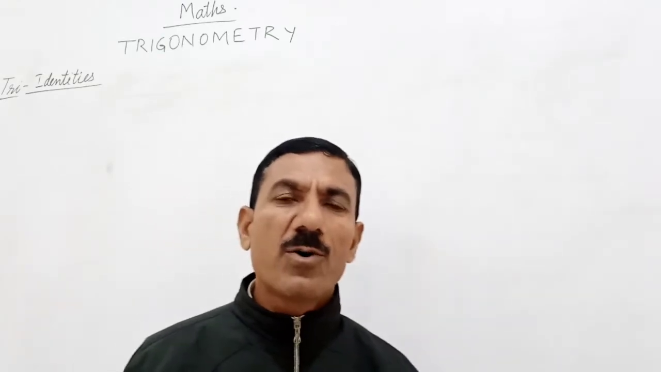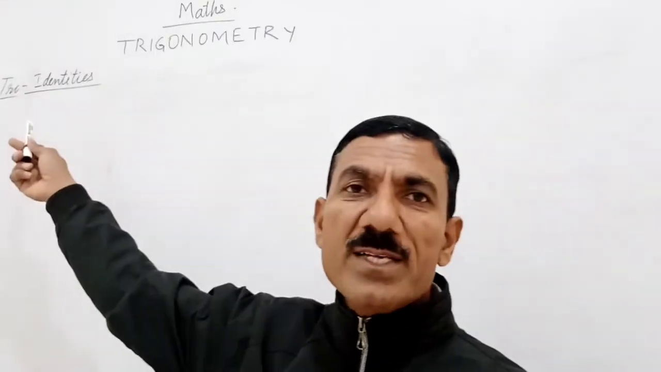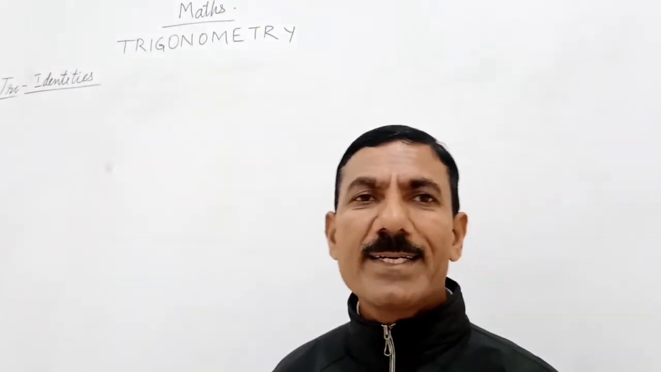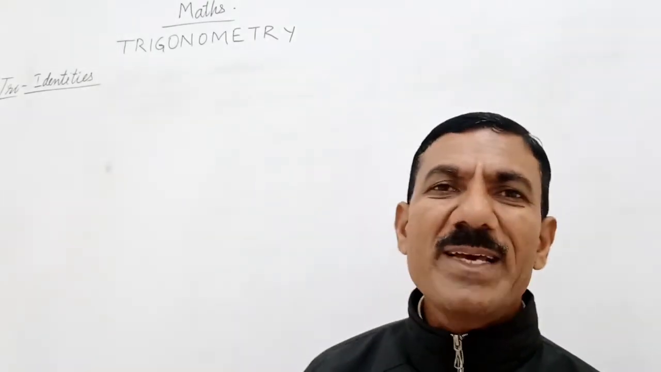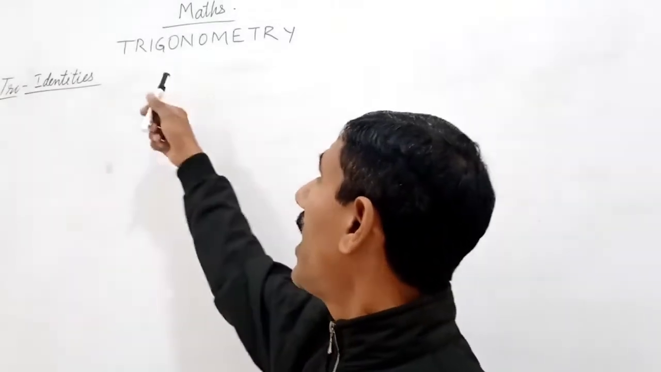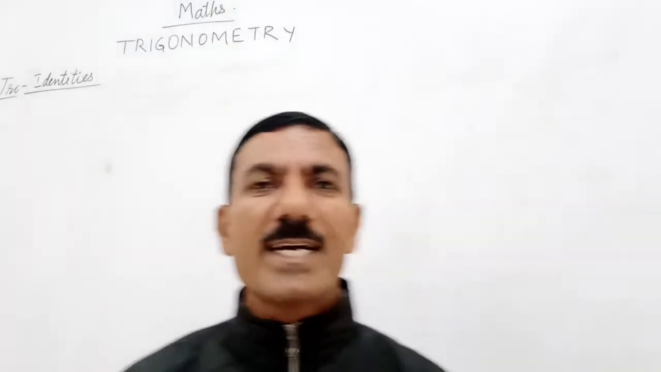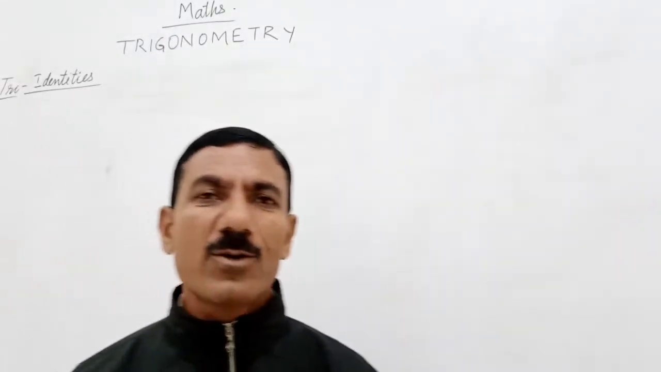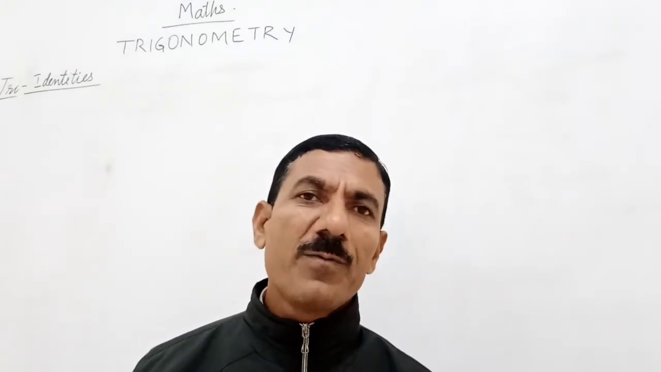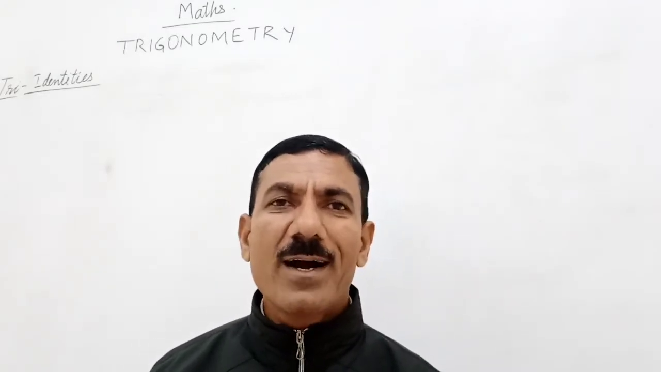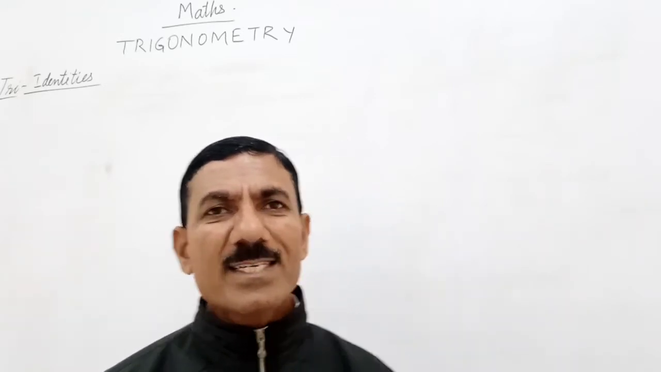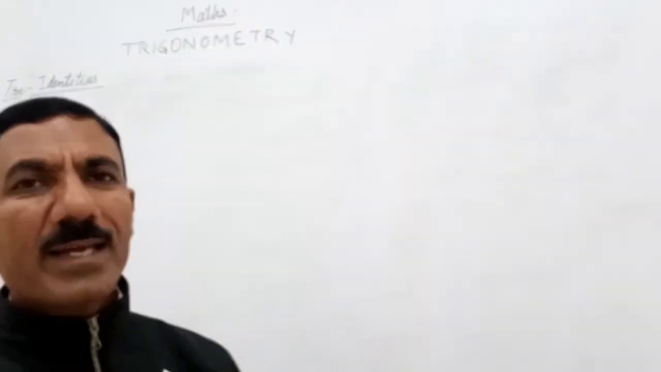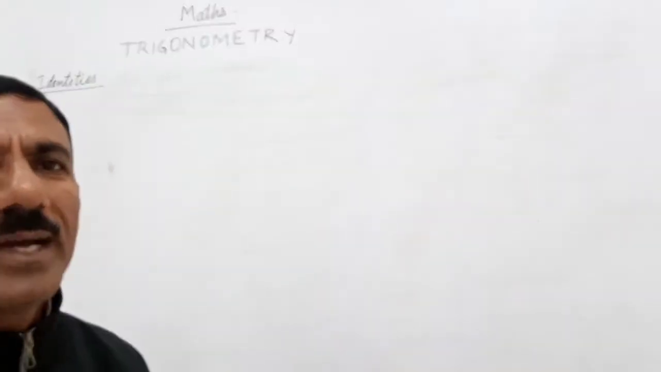Today we discuss a new topic, trigonometric identities. In the previous video we discussed the basics of trigonometry, how we relate trigonometric ratios to the sides and angles of the triangle. Now we discuss trigonometric identities. What are trigonometric identities? The relationships between the trigonometric ratios are called trigonometric identities.